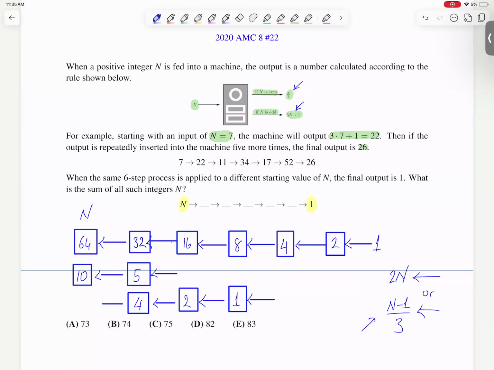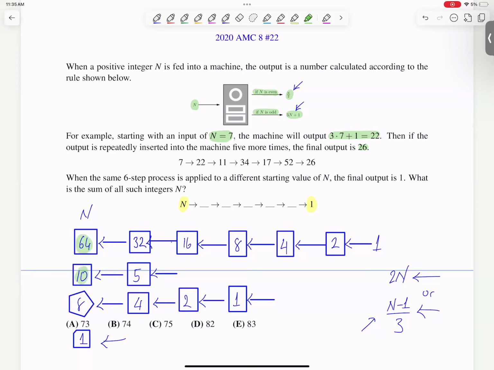If we have 4, we have 2 different values. Either 2 times 4 is 8, so 8 is a starting number, or 4 minus 1 is 3, and 3 divided by 3 is 1. We can start the process with the integer 1. So these are the possible input values for n.